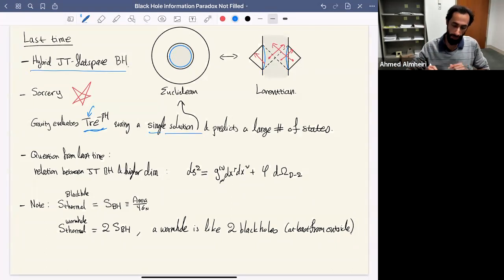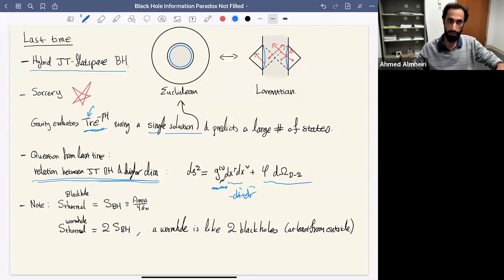There was a question from last time about the relation between this JT black hole and higher dimensional black holes. I just wanted to make a comment that I forgot to mention last time: JT gravity can actually be viewed as the near horizon geometry of, say, AdS Reissner-Nordström, where the JT metric is the components of some two-dimensional factor of the space, where you have dt plus a radial coordinate squared, and phi is meant to be the volume of the transverse directions. This story has been made precise in many different papers. Maybe I'll add some references on the Slack later.